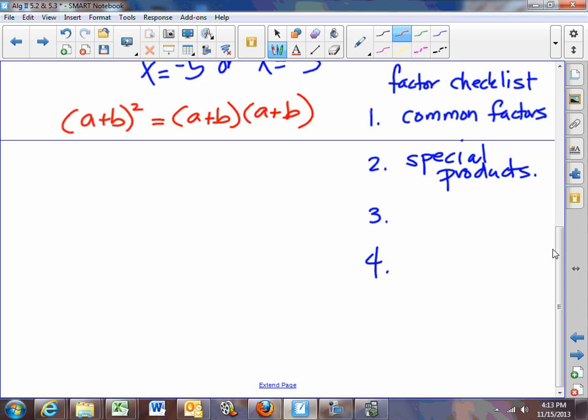Now, if you FOIL that out, you get a squared, that's the first, ab for the outer, ab for the inner, and b squared for the last. Now, ab plus ab becomes 2ab.